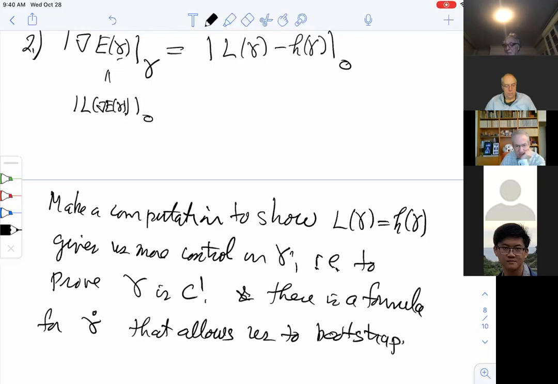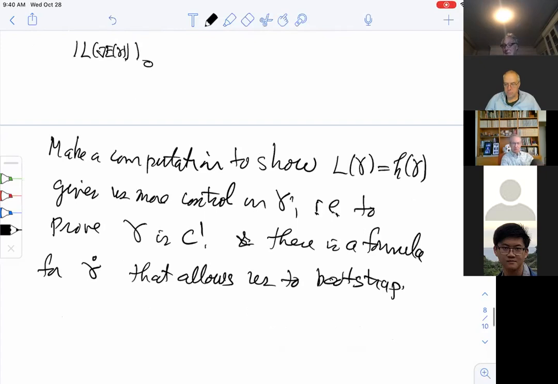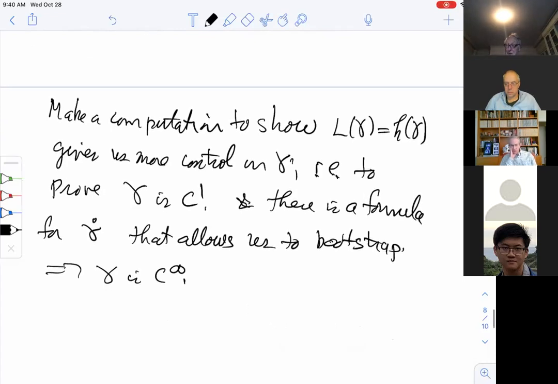A recursive argument. Well, if gamma is C^k, you write down that formula for gamma prime, and you see that formula is C^k, and therefore gamma is C^(k+1). And you just bootstrap all the way up to conclude that gamma is C infinity, though all you actually need to do is prove it's C2.